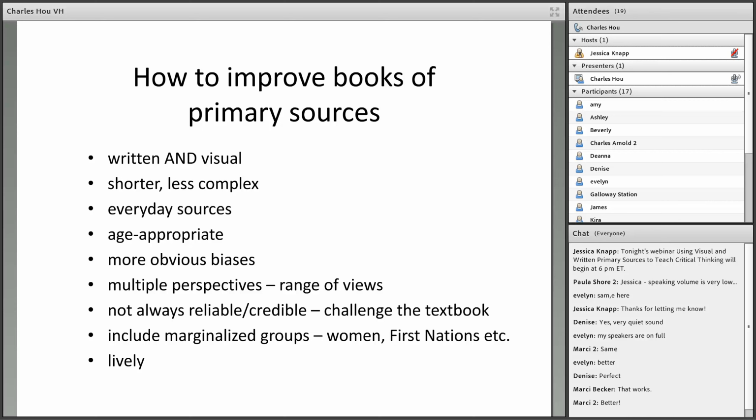I wanted sources that had really obvious biases so that the students would have something to think about. I wanted multiple perspectives, not a range of views, not just one point of view. I wanted them to not always be credible and reliable. Let the students figure that out. And I wanted to include, this is sort of off that, marginalized groups like women and First Nations and labor and ethnic groups and things like that. And I wanted it to be lively.